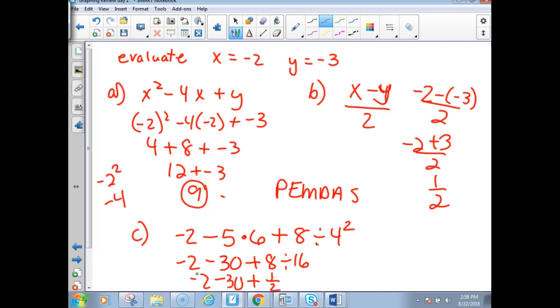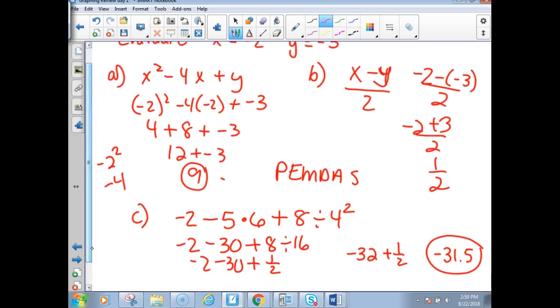So first you want to do negative 2 minus 30. That'd be negative 32 plus 1/2. And then finally you'd do negative 31.5. Okay? Or negative 31.5. Again, I just made that up. Make sure you just remember to do your order of operations.